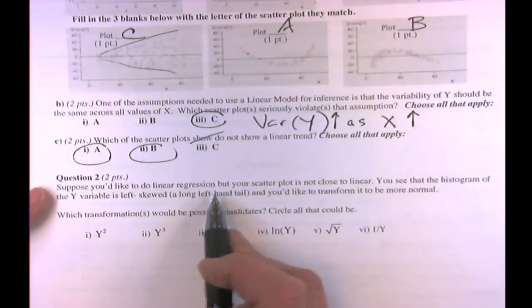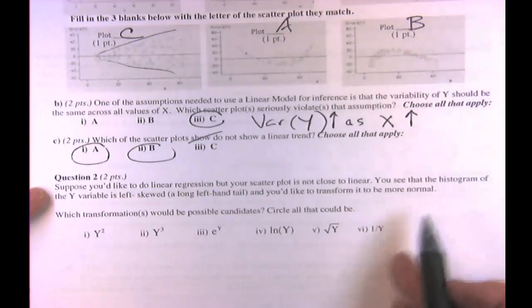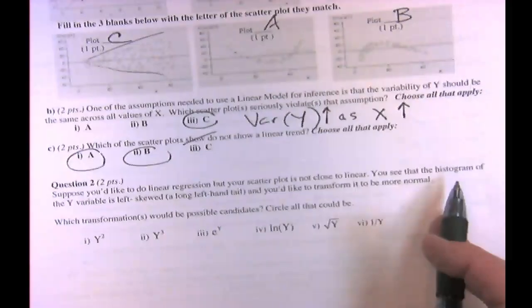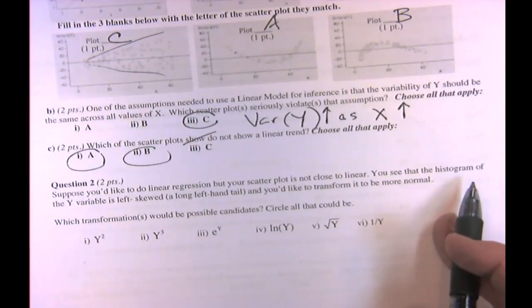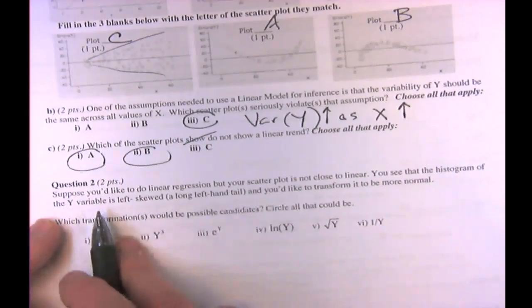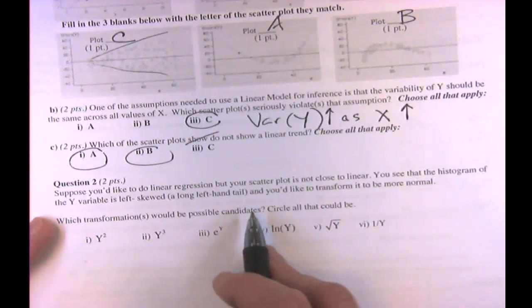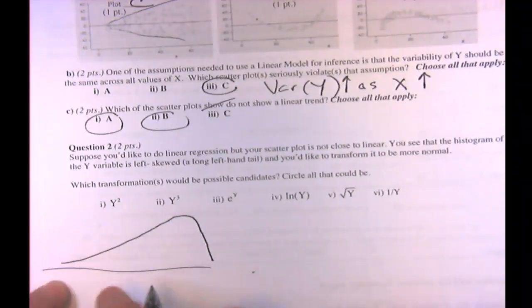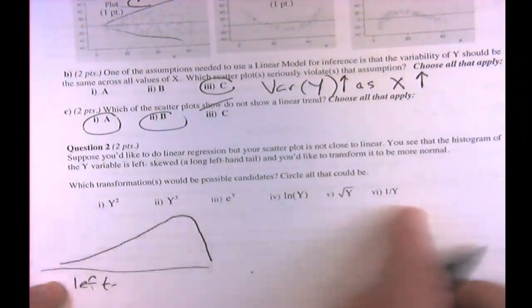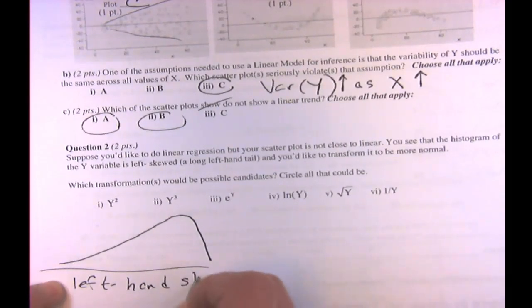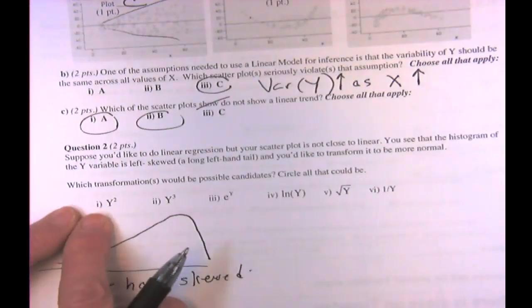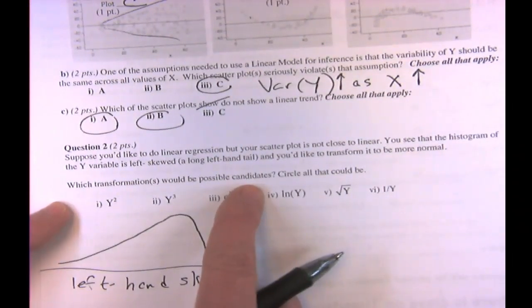Suppose you'd like to do a linear regression, but your scatter plot is not close to linear. So you look at the histograms. Remember, when it's not close to linear, one of the things we do is look at the histograms of the y's and the x's, and you see that the histogram of the y variable is left skewed. It has a long left-hand tail. Now which of these transformations would help correct that? What you want to do is make it more normal looking. So which transformations would be possible candidates for doing that?